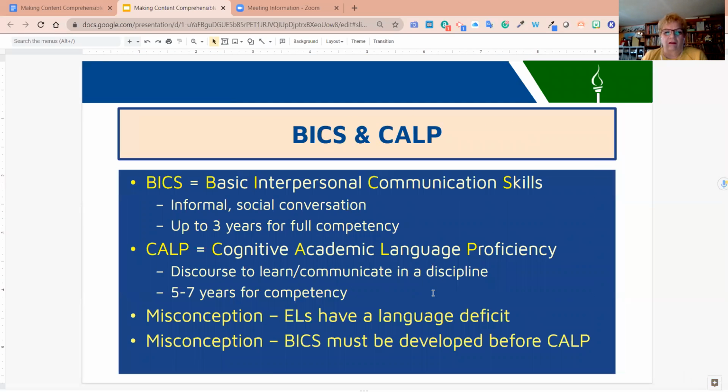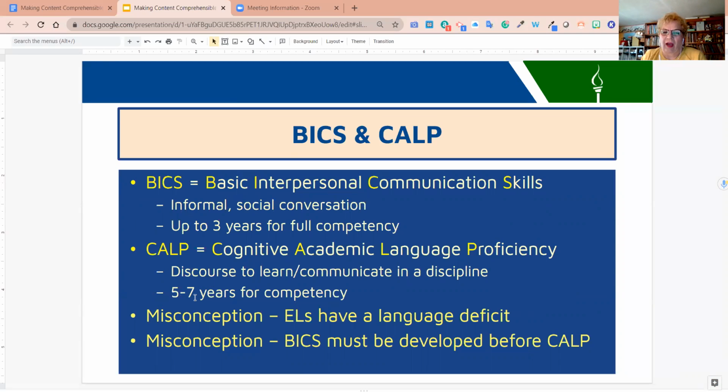So the next thing we need to look at are what we call the BICS and the CALP. I don't know if you've heard of that before. BICS are the basic interpersonal communication skills that the student has or develops. And they usually form by the first 3 years. And that's where you hear them speaking to their friends or talking on the phone or communicating with you. And they may sound like they have control of the English language, but they're just getting those basic interpersonal communication skills. They don't have the academic language yet. And that's what the CALP is. CALP is the Cognitive Academic Language Proficiency.